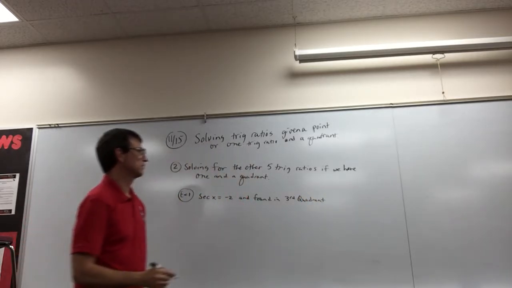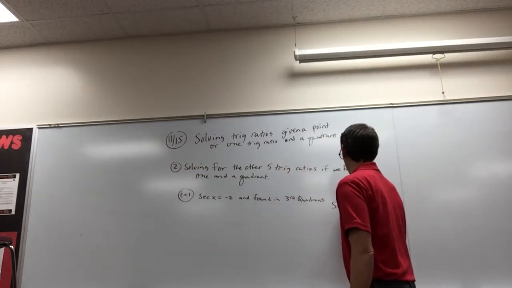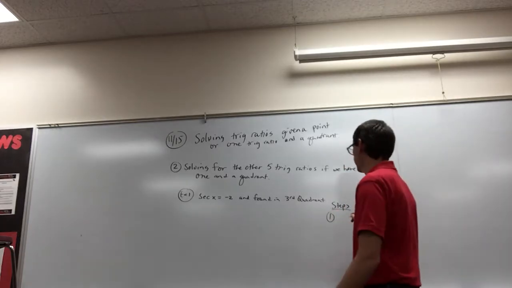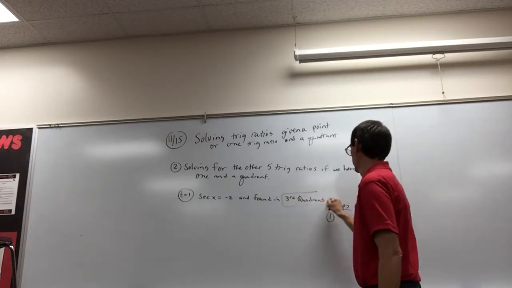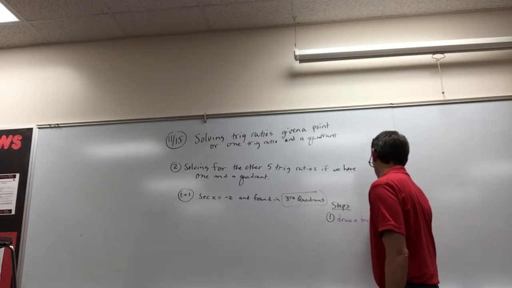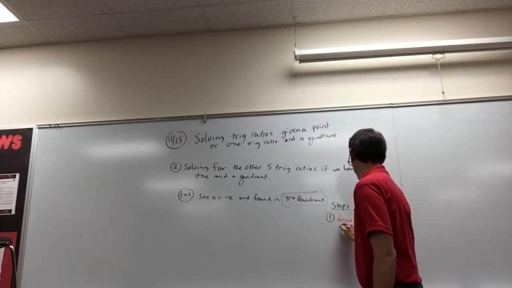So to do these, just like what we did on the first type of problems, the first step is we need to draw our triangle. And for this case, we're going to draw a triangle in the quadrant that's given. So you're going to draw a triangle in the given quadrant.